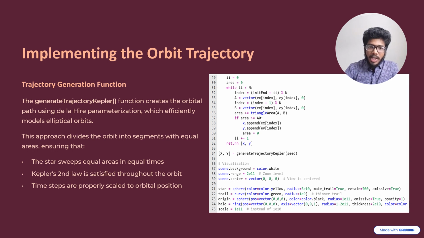This function generates an elliptical orbit by calculating x and y positions using cosine and sine. It simulates a star sweeping equal areas in equal time, consistent with Kepler's second law.